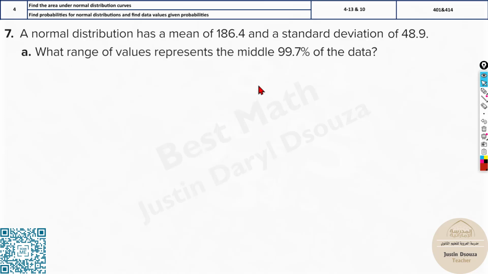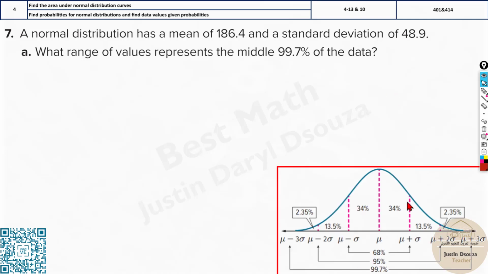And normal distribution, now they have told about normal distribution, has a mean of 186.4 and a standard deviation of 48.9. What range of values represent the middle 99.7%? You need to know the normal distribution curve. Let's just look at it. This is the normal distribution curve.